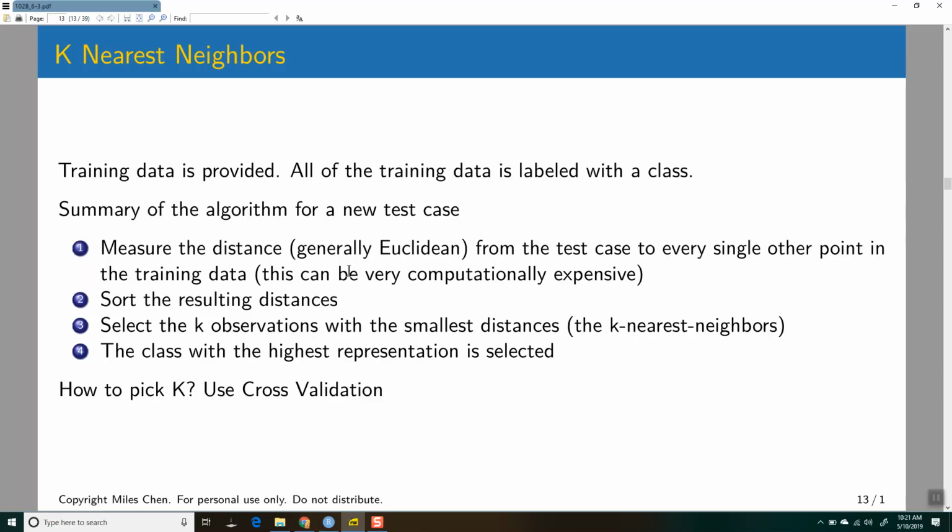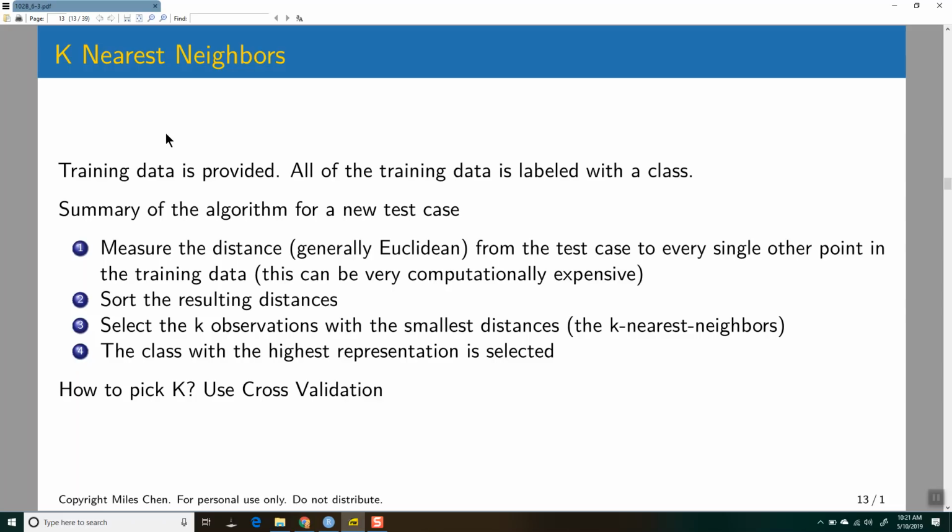So K is some integer, okay? If K is equal to 1, you're going to pick just the closest observation, and if K is 20, you'll pick the top 20 closest observations, okay? And K can be any integer you want.